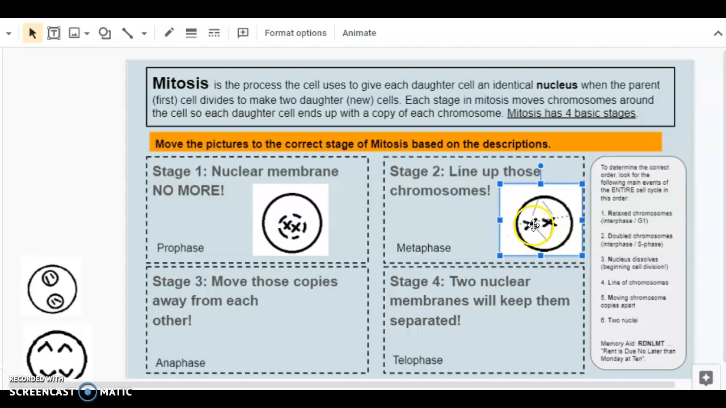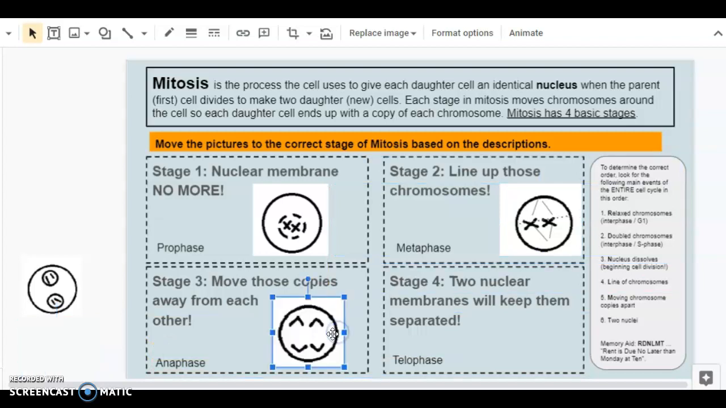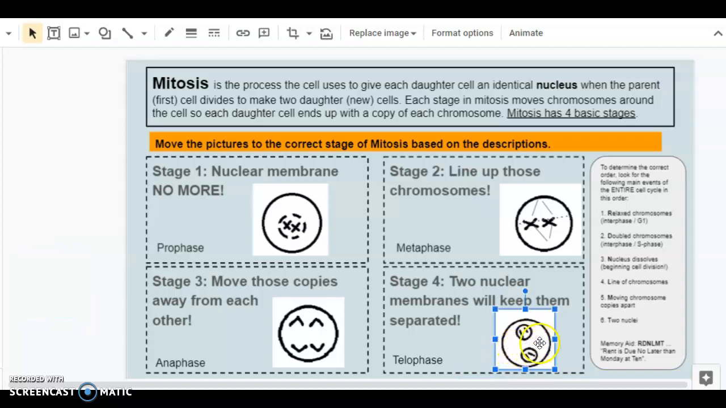And then it's going to pull these copies apart. Remember, these are copies that are stuck together. And when it pulls them apart, it looks a little like this. It's called anaphase. Finally, now that we have 2 copies at one end of the cell and 2 copies at the other end of the cell, it's going to form new nuclear membranes to keep them separate, so that when the cell splits into 2, each new cell that is formed has its own copy of the chromosomes.